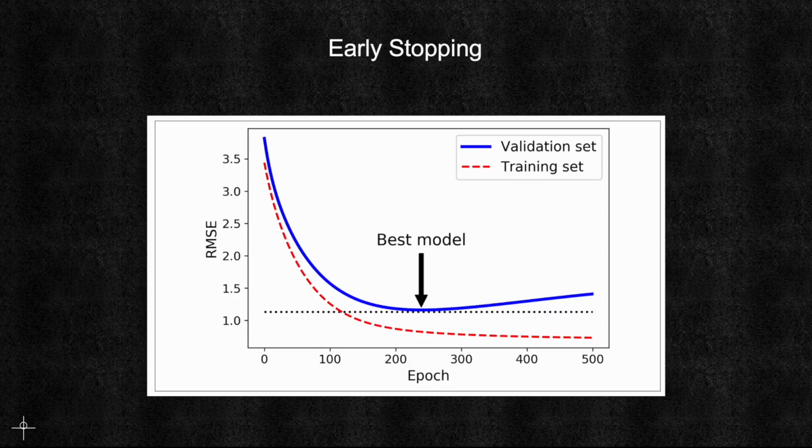Another approach to regularize a learning algorithm is early stopping. The idea is simple. We train the model iteratively on the training set while tracking the validation error. Initially, the validation error decreases as the model improves. However, after a certain point, the validation error starts to increase due to overfitting. Instead of training for a fixed number of iterations, early stopping allows us to stop training as soon as the validation error reaches a specified value.